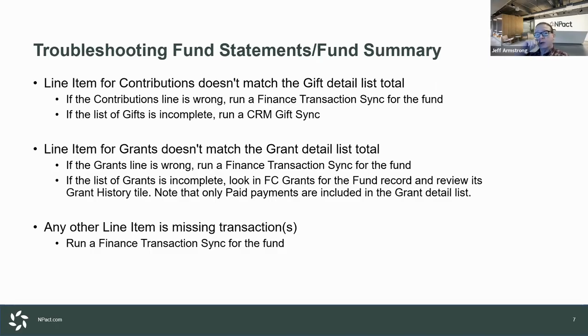If that number is correct, but the list of grants is incomplete, it could be a filtering issue with the grants that are in your database. So look in the Foundation Cloud grants system for that particular fund record, and you'll see each fund record has a grant history tile. You can take a look at the grants in that grant history tile and see, are there any grants missing that should be in that list? And note that only the paid payments are included in the grant detail list.